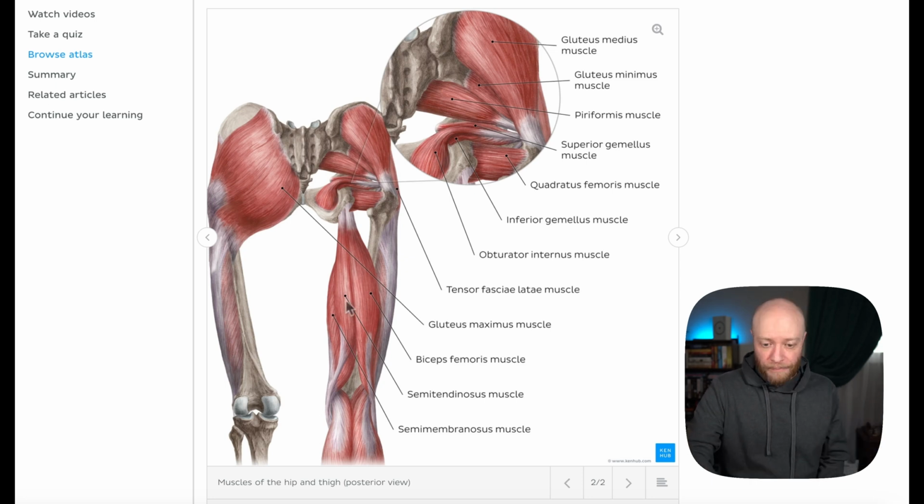Makes perfect sense. Then behind it is semimembranosus. If you were to dissect these muscles away, you would see that there is a membranous portion. It's like a connective tissue sheet portion to the muscle, and it's about half of it.